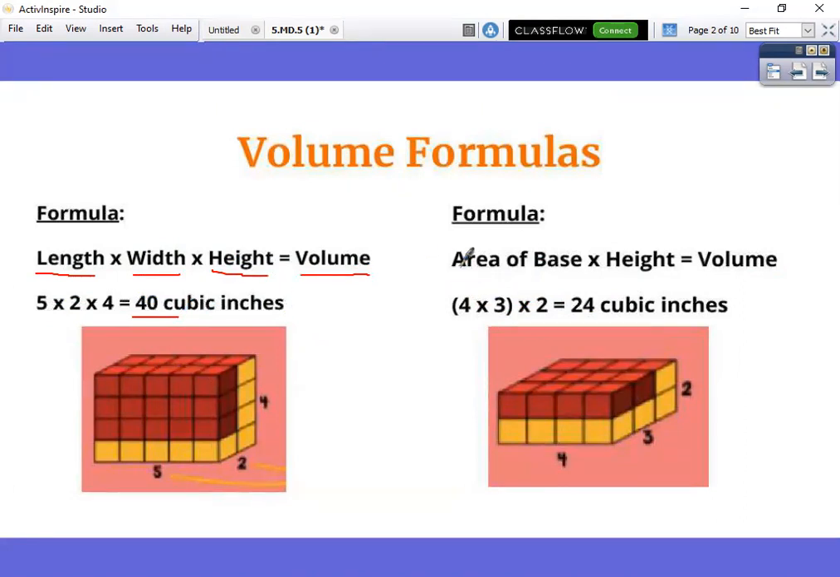We can also use the formula area of the base times height to find volume. We know that when we find the area of something, we multiply the length times the width. In our model, we have a length of 4 cubes and a width of 3 cubes. That gives us the area of the base of the prism, and then we multiply that product by the height, 2. So 4 times 3 is 12, which is the area of the base, and 12 times 2 is 24 cubic inches.